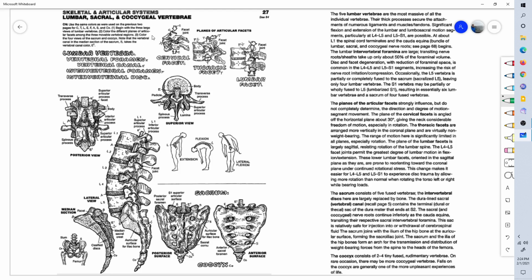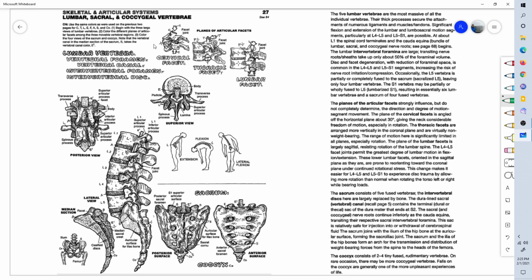Lumbar, sacral, and coccygeal vertebra. We've already reviewed somewhat these, but we're going to take a closer look because it's important to know how these vertebrae articulate with one another and all the bumps and grooves and areas on the vertebra, to know what you're feeling, what you're palpating, to know where the muscles attach and how, as I said, how the joints articulate with one another.